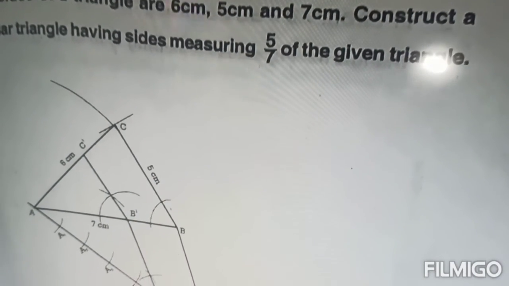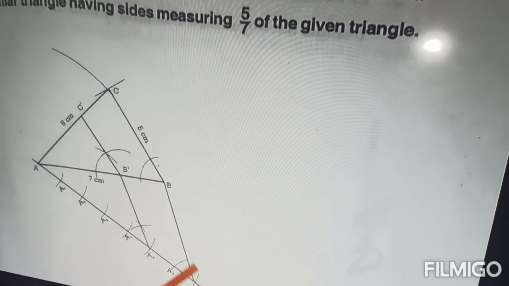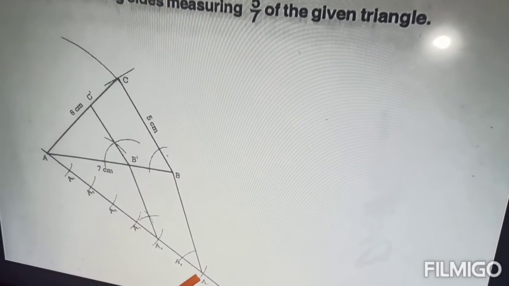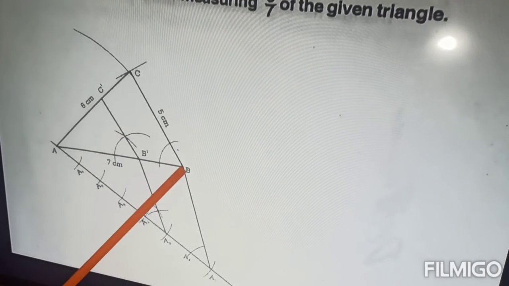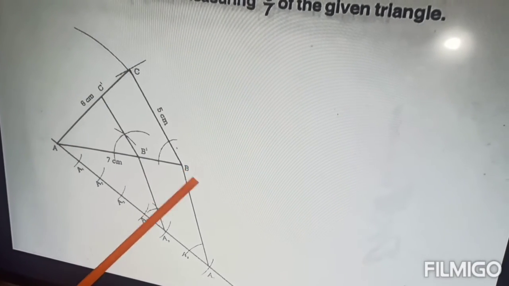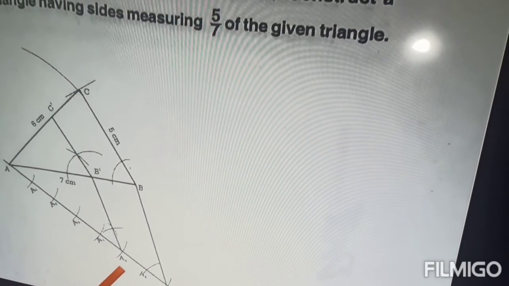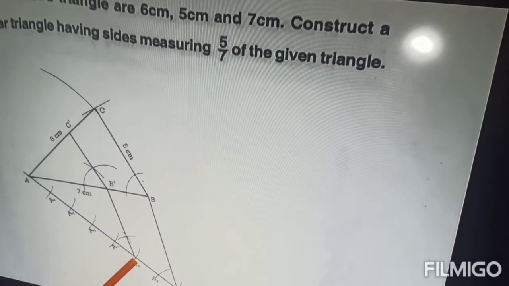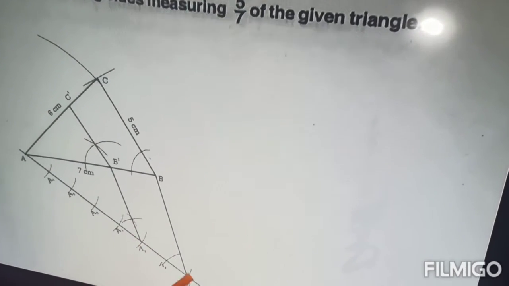Therefore, we have to join the last point, the denominator, to the end point of this triangle, B. After that, the numerator is 5. Therefore, at the point A5 we have to draw one straight line that is parallel to A7B.